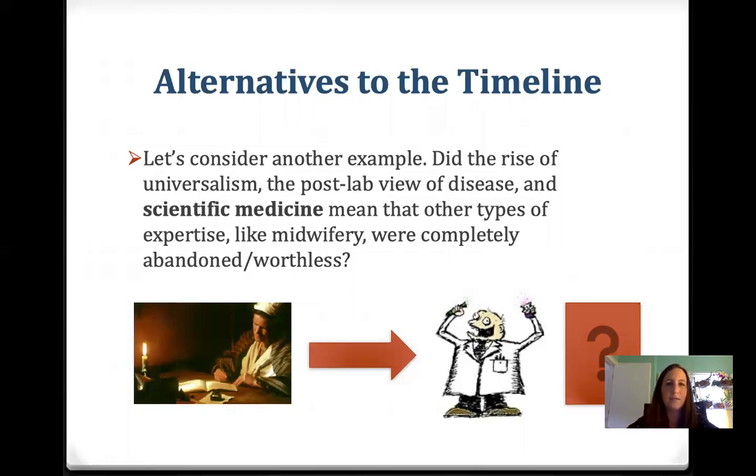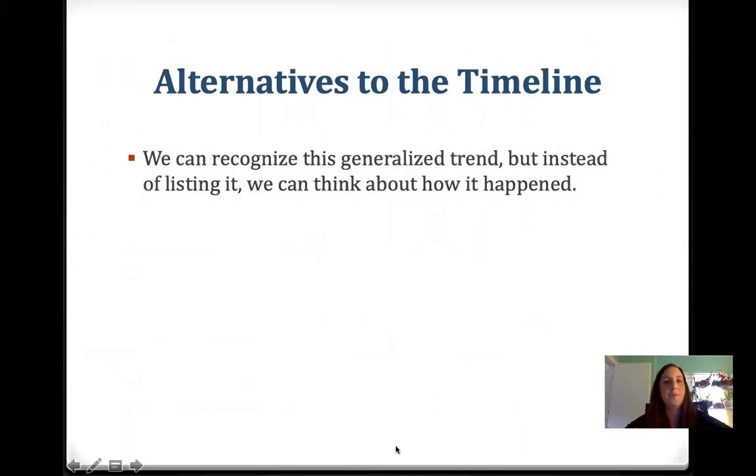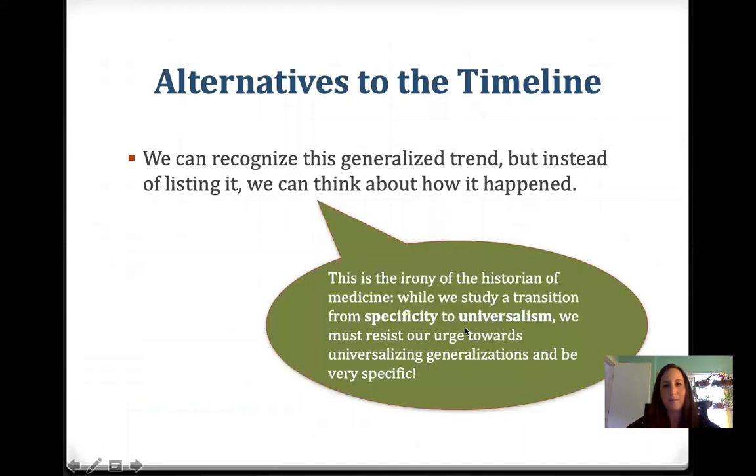Did the rise of scientific universalism, the post-lab view of science, and scientific medicine mean that other types of expertise like midwifery were completely abandoned or considered worthless? We can recognize that there is a general trend towards scientific medicine, but instead of just listing it, we can also think about how this happened.